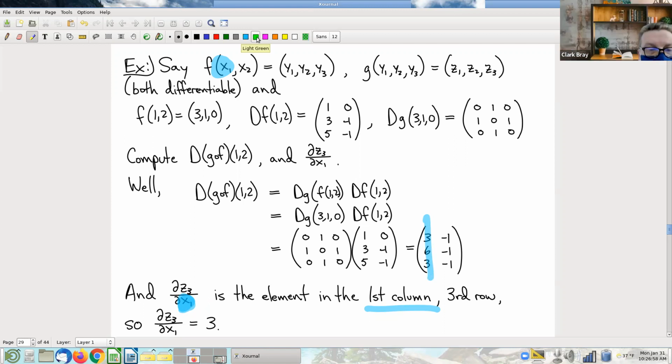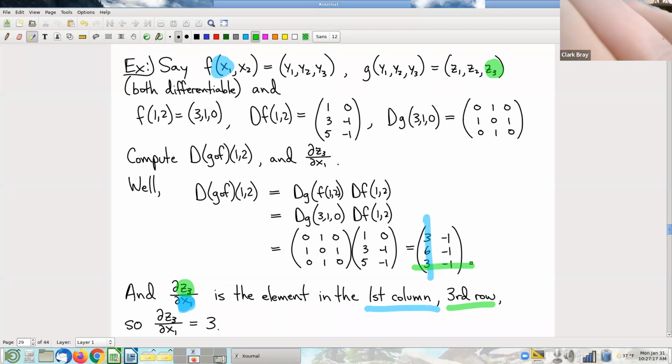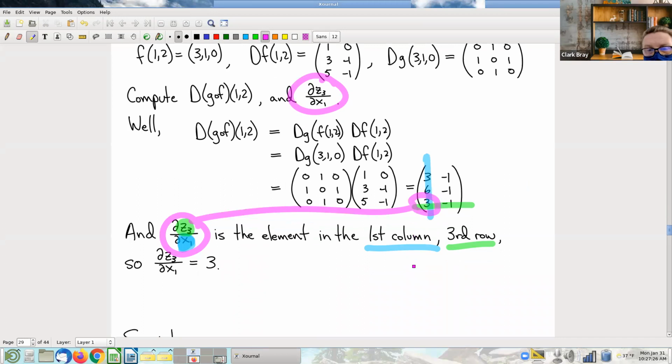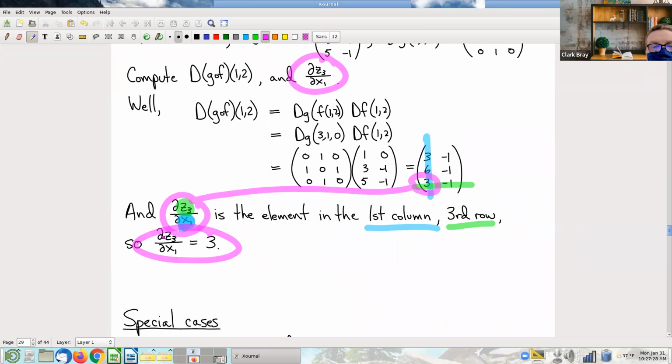I am taking the partial of Z3. Z3 is the third of my variables. Output variables correspond to rows, so I'm going to be looking in the third row. And so this partial that I was asked for, that specific partial, is that specific entry in the matrix. And so it's 3. Is everybody happy? Okay, all righty.